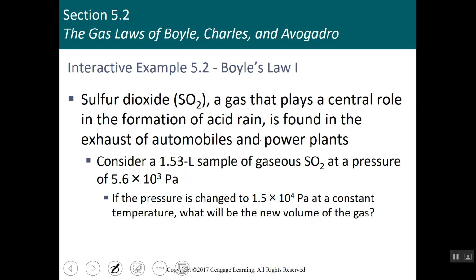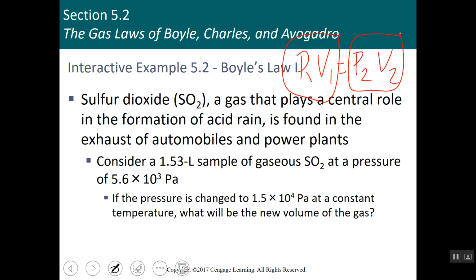So let's use Boyle's law to do a problem, and Boyle's law is normally written P1V1 equals P2V2, and so these are your initial conditions, and these are your final conditions. With Boyle's law, we don't have to have any particular units. We just have to have the same units on both sides. So if you're measuring pressure in pascals, you need pascals on both sides. Measuring volume in liters, you need to have liters on both sides.